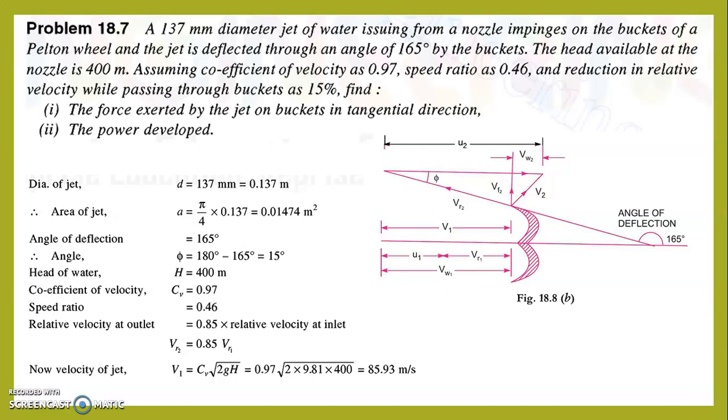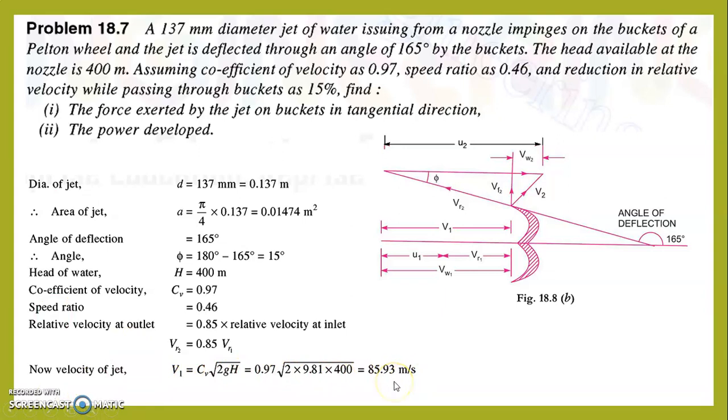Here we are asked to calculate the force, so we will be using the equation rho a v1 (v omega 1 plus or minus v omega 2). Since beta is not given, we have to determine whether it is a plus or minus. And lastly we have to calculate the power developed, rho a v1 (v omega 1 u1 plus or minus v omega 2 u2). That's the power developed.